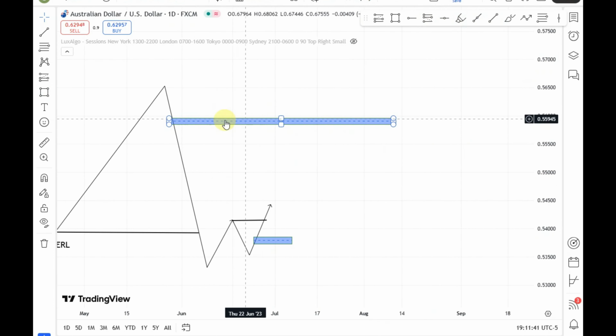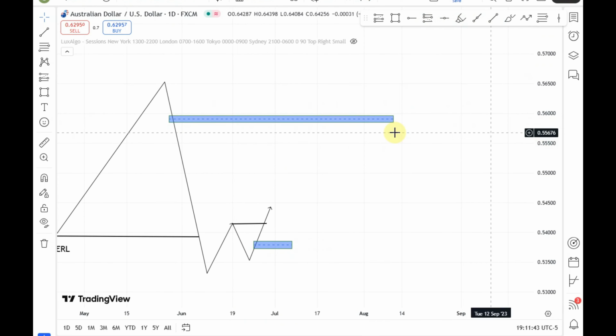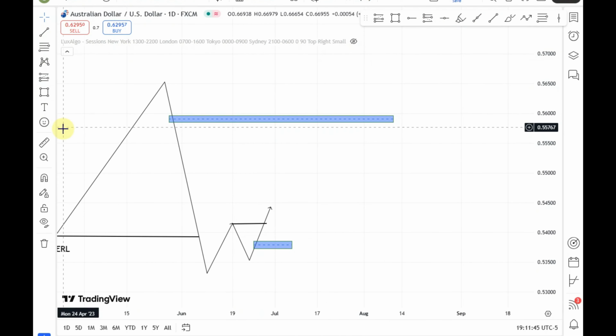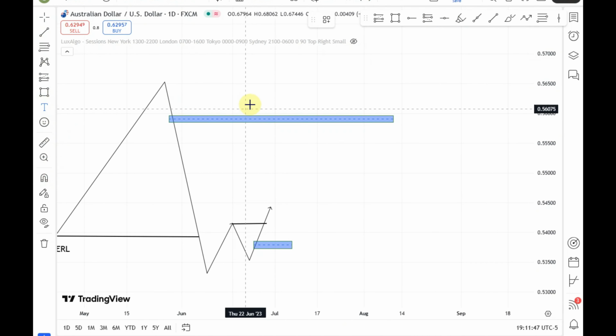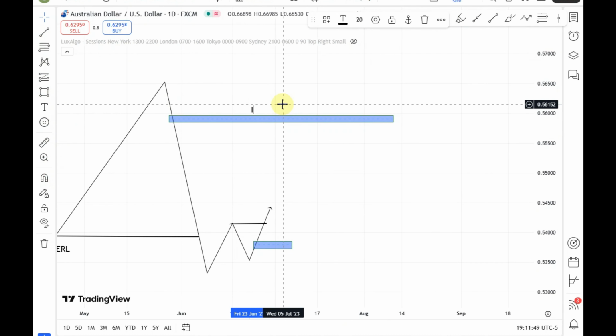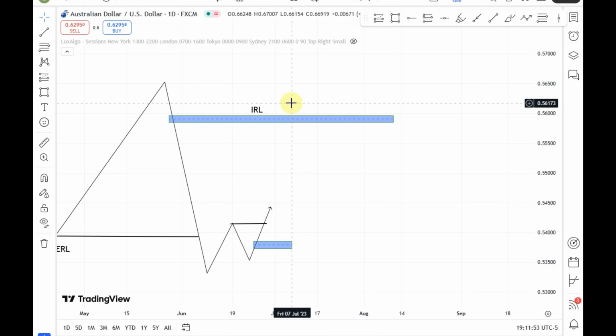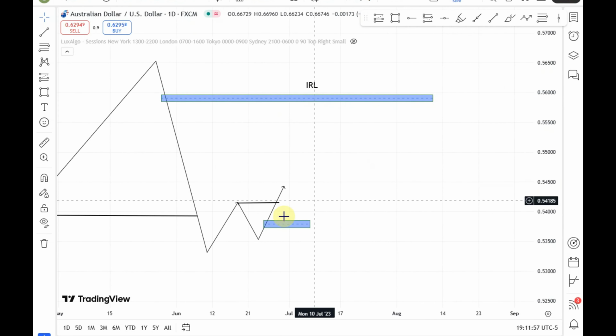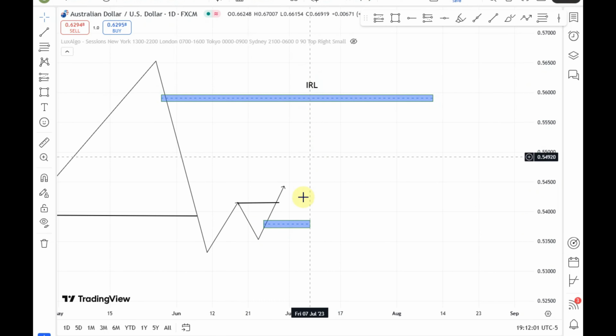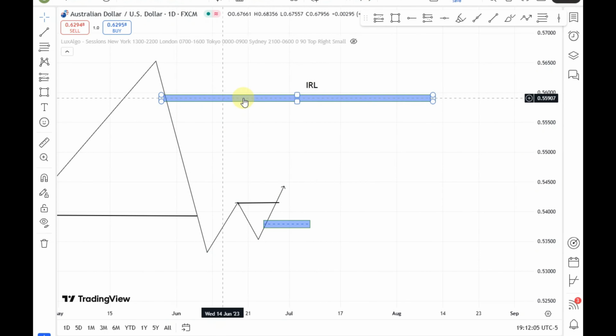Let's say that this is a fair value gap, so this qualifies to be our IRL. My direction for price is going to this internal range liquidity. What I'm focusing on is to take out this internal range liquidity.